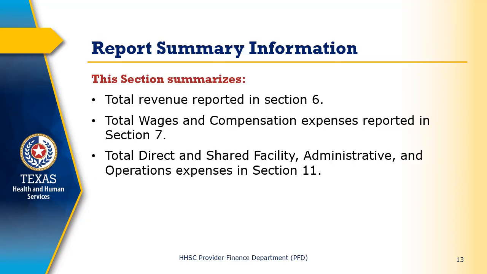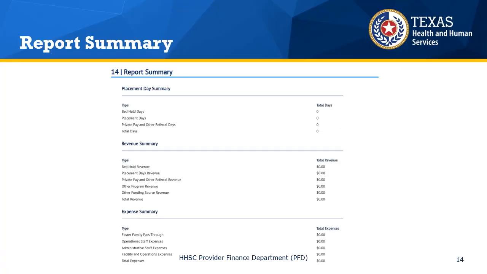The cost report data summarized in this section include the following: total revenue reported in Section 6, separated by the revenue type; total wages and compensation expenses reported in Section 7 for each staff type; and total direct and shared facility, administrative and operations expenses in Section 11 for each cost category. This slide shows the screen view for Section 14 of the 24 RCC cost report.